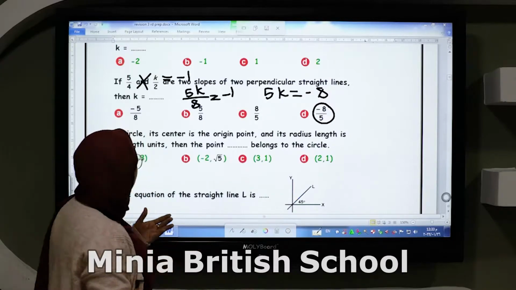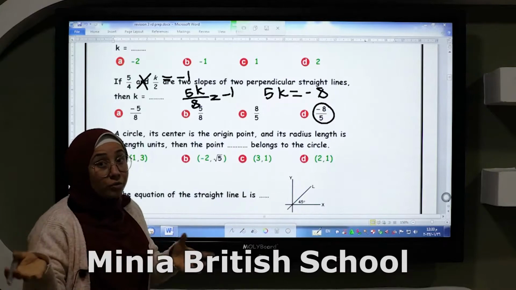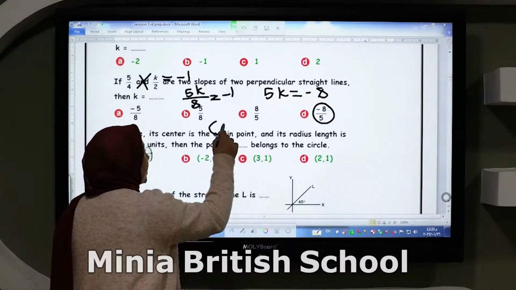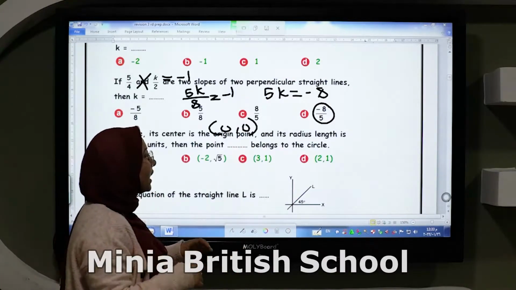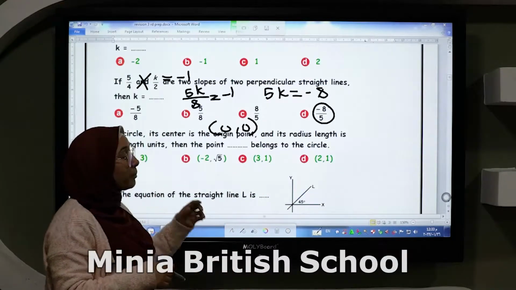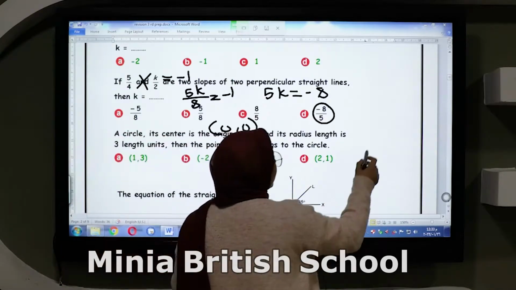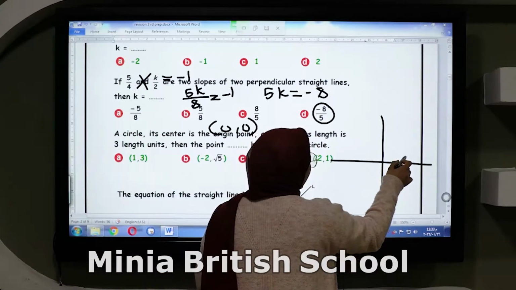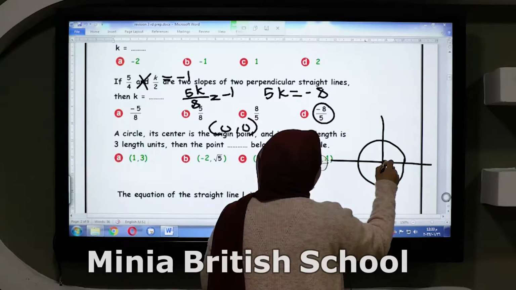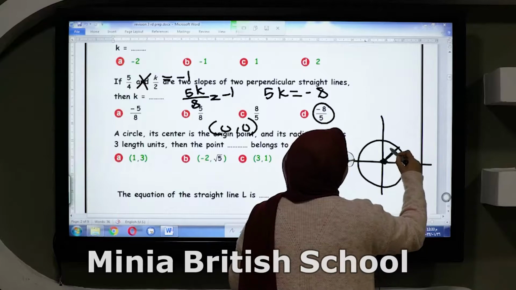The next, a circle. Its center is the origin point. Origin point means the ordered pair (0, 0). And its radius length is 3 length units. Then which point belongs to the circle? Okay, here you have a circle. The center of it is the origin point, and the radius here is 3.